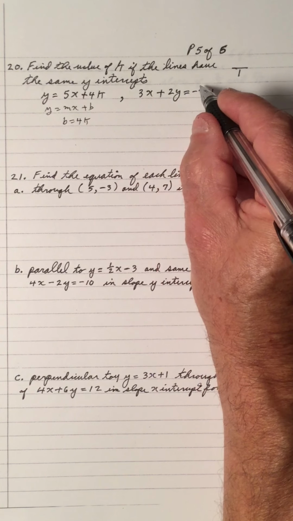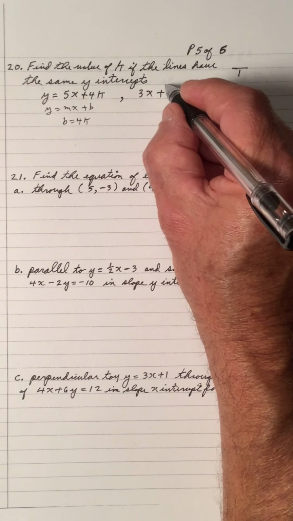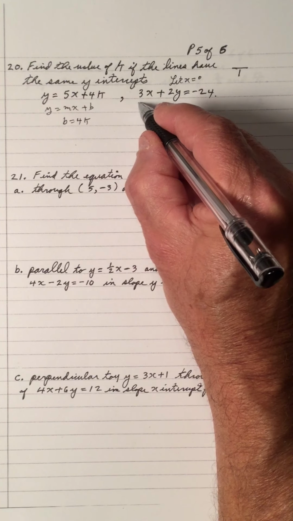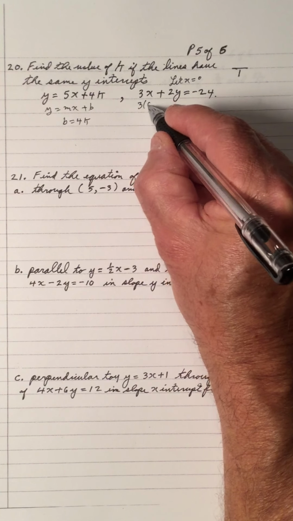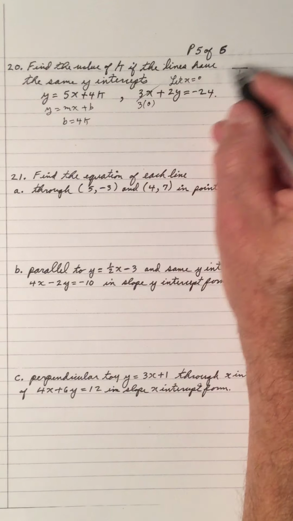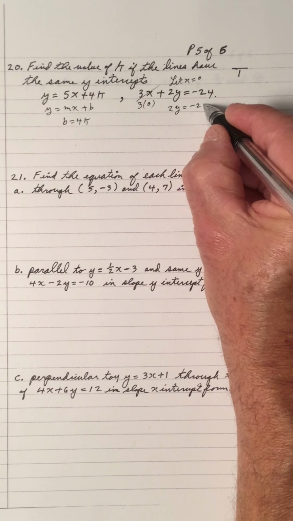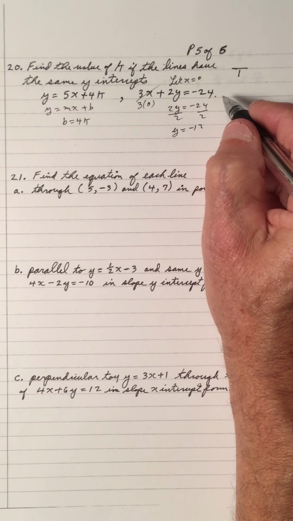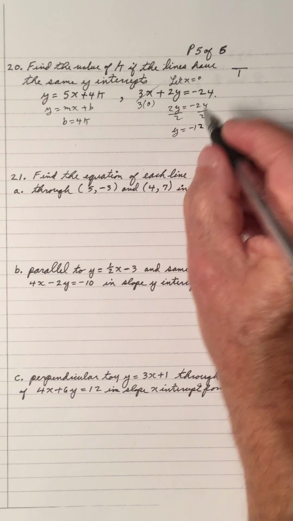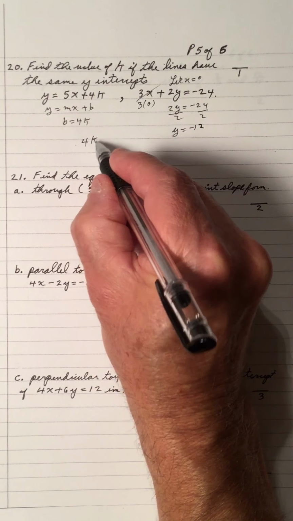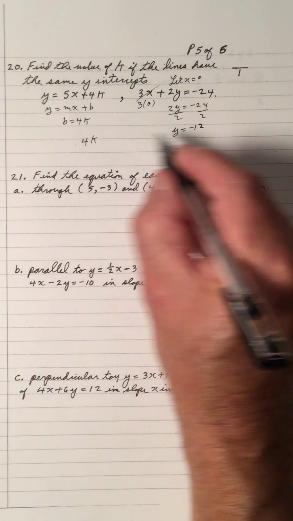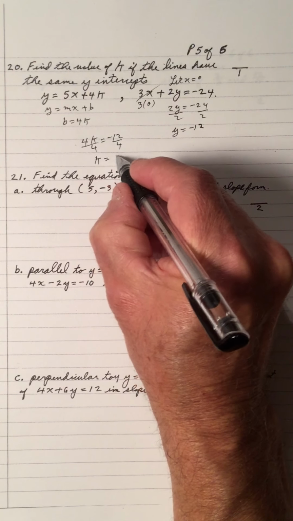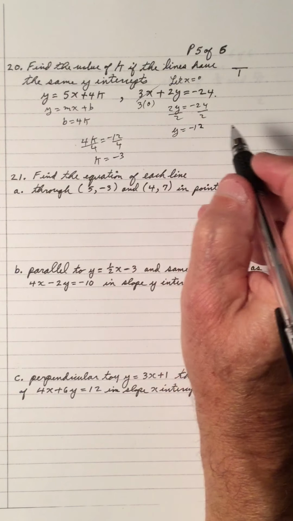Now I have to get the y-intercept of this one. To get it, I let x equal 0. So I get 3 times 0, that cancels out. Therefore 2y equals negative 24. Divide by 2, y equals negative 12. If they have the same y-intercepts, then you let 4k, the y-intercept of this line, equal negative 12, the y-intercept of this one. I divide by 4, and the value of k is negative 3.